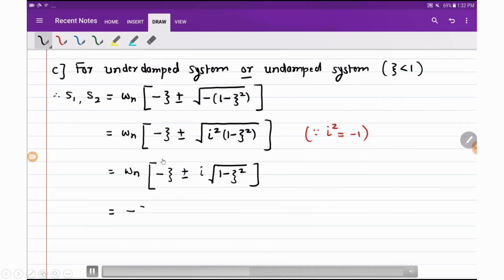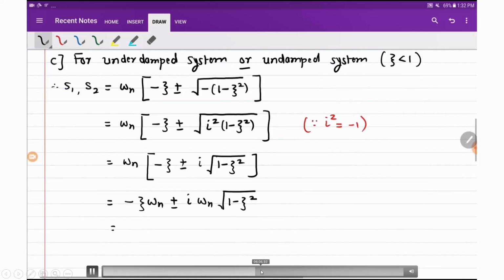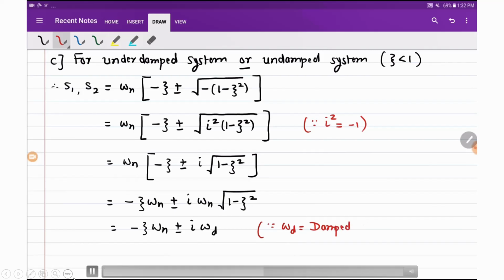Now multiply by this omega n inside the bracket. So it is minus zeta omega n plus or minus i omega n square root of 1 minus zeta square. As these are complex roots, this particular term, omega n multiplied by square root of 1 minus zeta square, is known as the damped frequency, because the damping factor is involved in it and it is multiplied with the natural frequency. This total term is replaced by a single term, the damped frequency omega d. So if you recall, this is our complex root. S1 is minus zeta omega n plus i omega d, and S2 is minus zeta omega n minus i omega d.